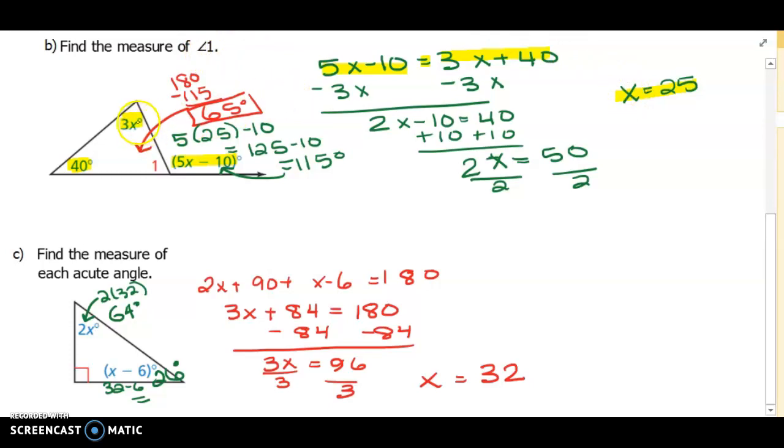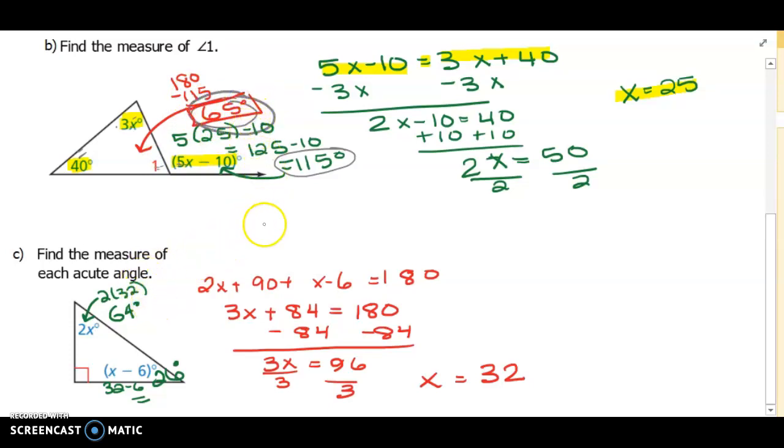So you could do this two ways. You could either plug that 25 into these two and then subtract those from 180 to get angle 1, or I just plugged it into this exterior angle and I got that this exterior angle is 115. And then I know that these two are a linear pair, so they add up to 180, so this had to be 65. What you should have got is angle 1 equals 65 degrees.